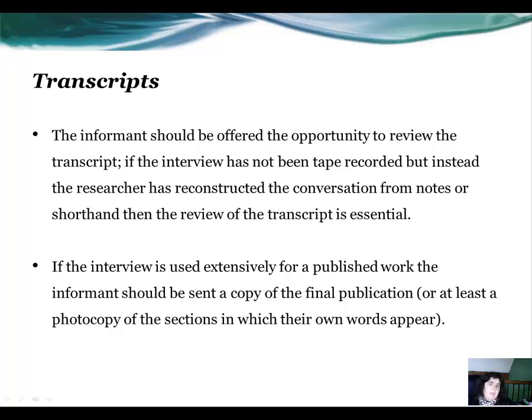Transcripts. The informant should be offered the opportunity to review the transcript of the interview. If the interview has not been tape recorded, but instead the researcher has constructed the conversation from notes or shorthand, then the review of the transcript is essential. If the interview is used extensively for a published work, the informant should be sent a copy of the final publication, or at least a photocopy of the section in which their own words appear.